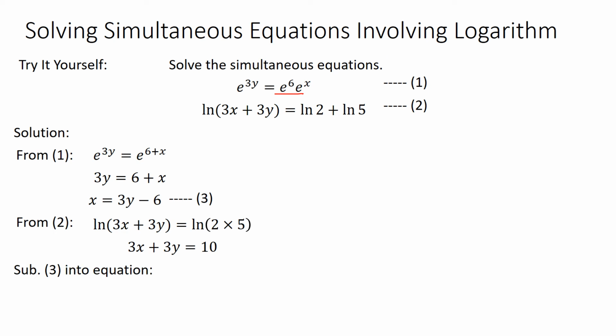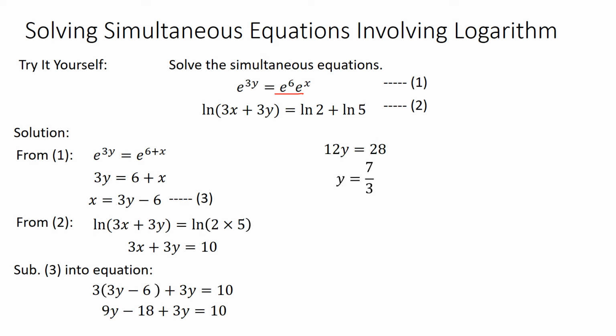Now I substitute the first result into the last equation, which becomes 3 times (3y minus 6) plus 3y equals 10. Expand, simplify, we get 12y equals 28 and y equals 7 over 3. Therefore, x equals 3 times 7 over 3 minus 6, which we get from the earlier equation here. Therefore, x equals 1.